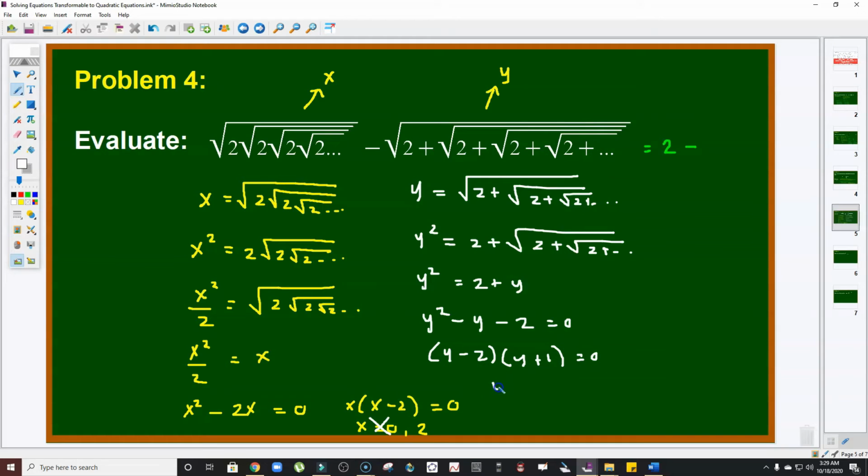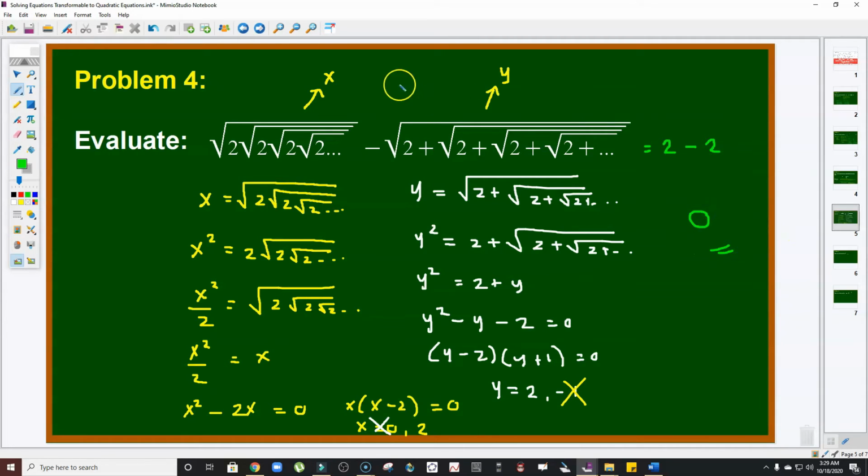So, therefore, the values of y here are 2 and negative 1. Take note, positive 2, by the principal root. So, therefore, it will never be negative, so we have to disregard negative 1. So, the value of y, this expression here, is also equal to 2. So, this minus this is just equal to 2 minus 2. So, therefore, the answer here in this problem is 0.